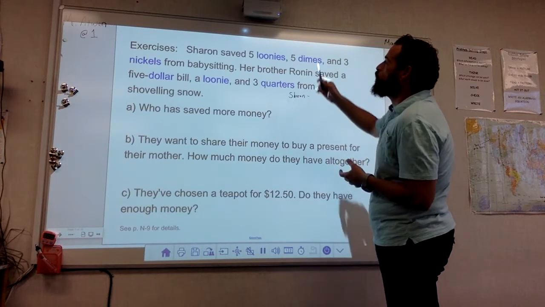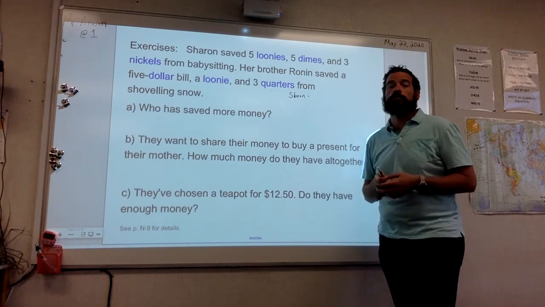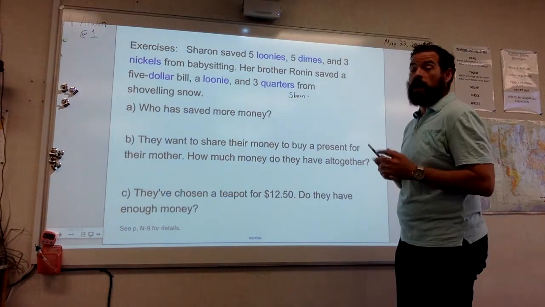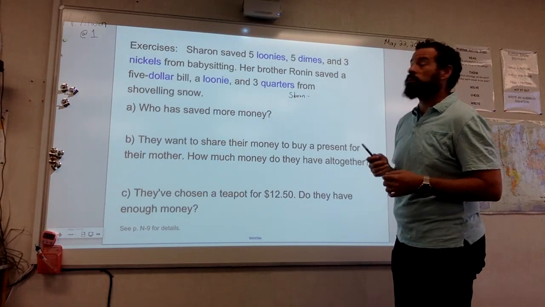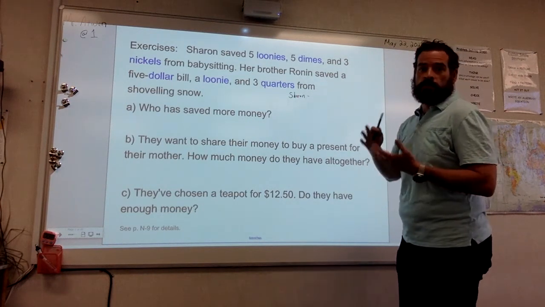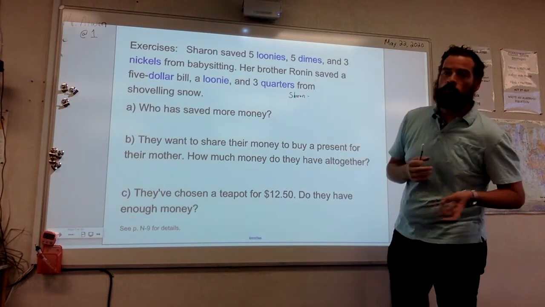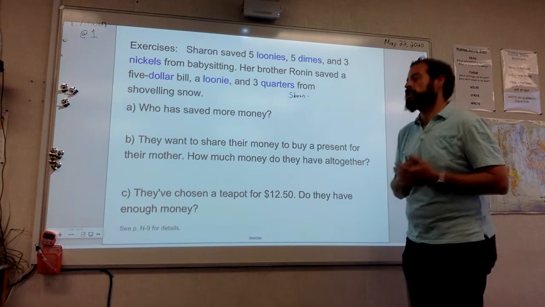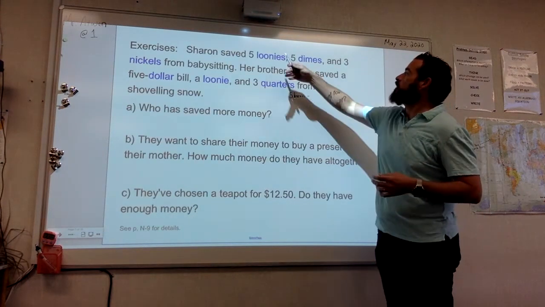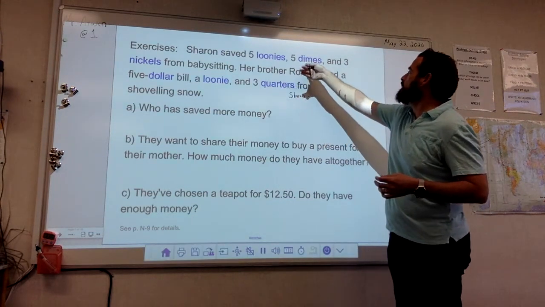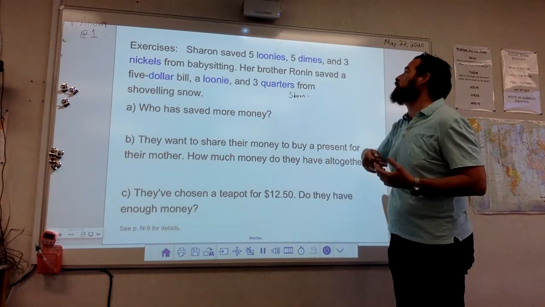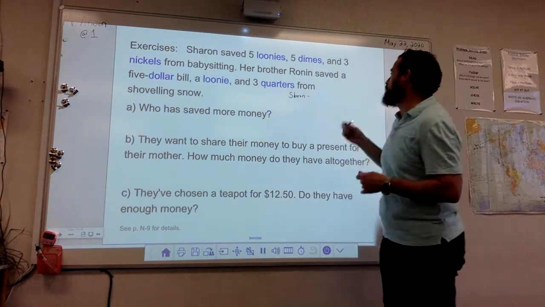So we have Sharon saved 5 loonies. 5 loonies, $1 each, $5. 5 dimes. 5 times 10 is 50, so that's 50 cents. And 3 nickels, 5 times 3 is 15, so that's 15 cents. So I got $5, 50 cents, and 15 cents. I add that all together, $5.65.